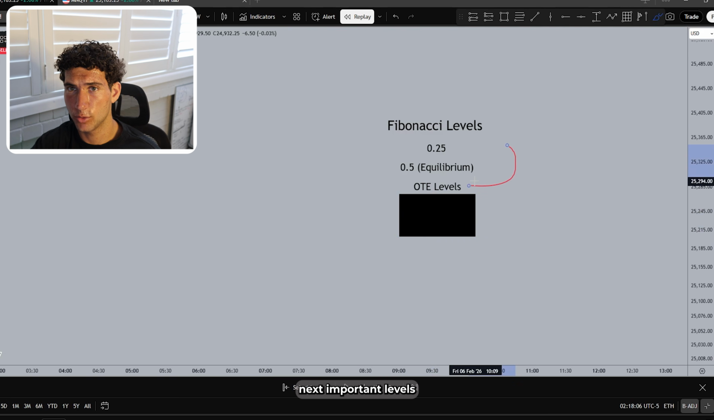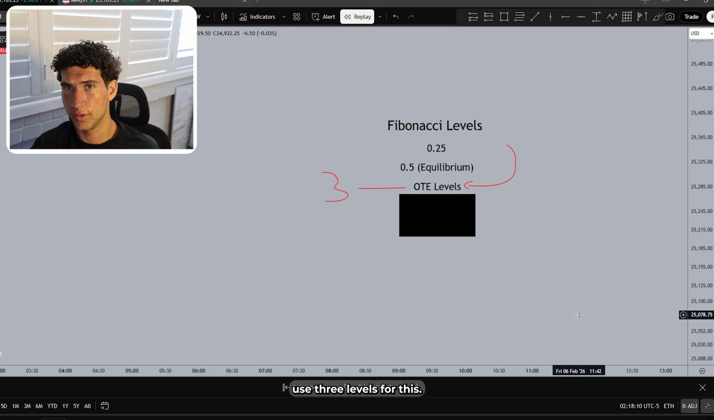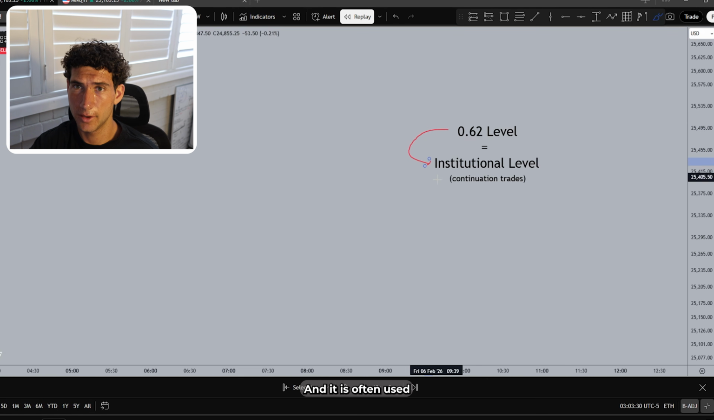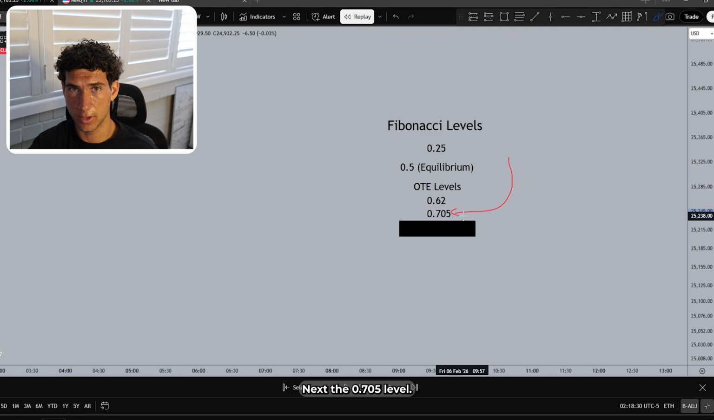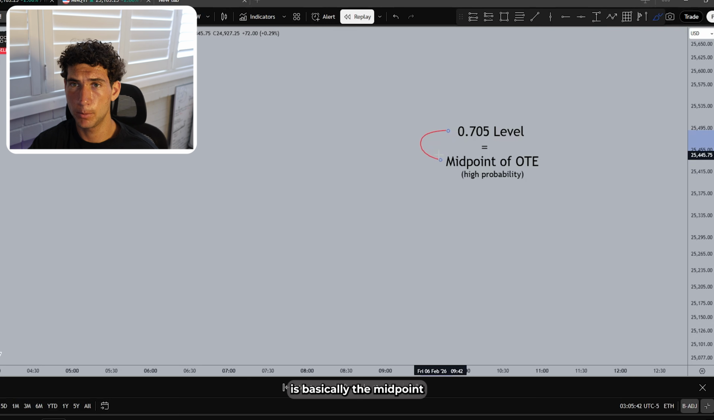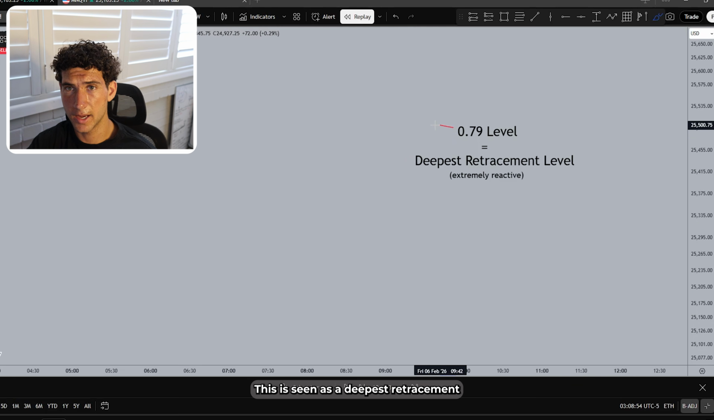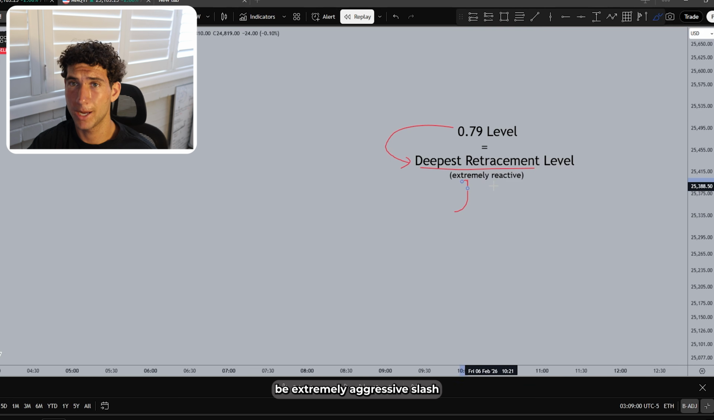The next important levels I use are known as the optimal trade entry levels. I use 3 levels for this. Firstly, the 0.62 level. This is an institutional level, and it is often used for continuation trades. Next, the 0.705 level. This is basically the midpoint of the optimal trade entry levels. This is a very high probability level when confluences are present. Lastly, the 0.79 level. This is seen as the deepest retracement point in the Fibonacci tool. Price will often be extremely aggressive and impulsive around this area.